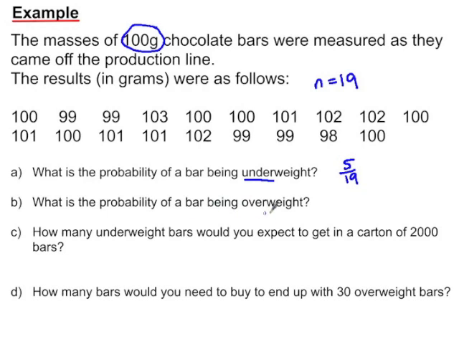And the probability of a bar being overweight means it's more than 100 grams, and there are 8 of those, so 8 out of 19. 8 favourable outcomes divided by 19 trials.